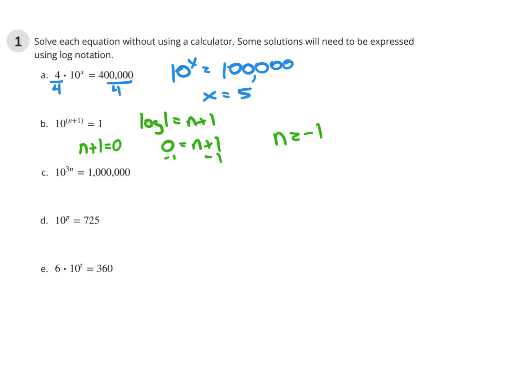Okay, 3n equals 1,000,000. So there are 6 zeros. 3n equals 6. Divide by 3. n equals 2.